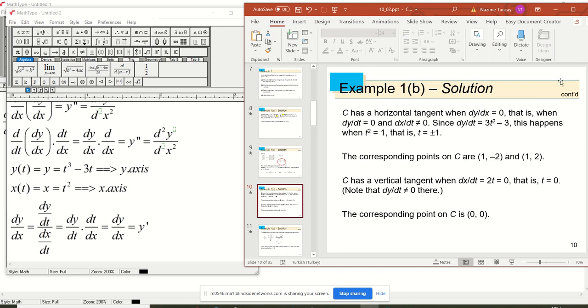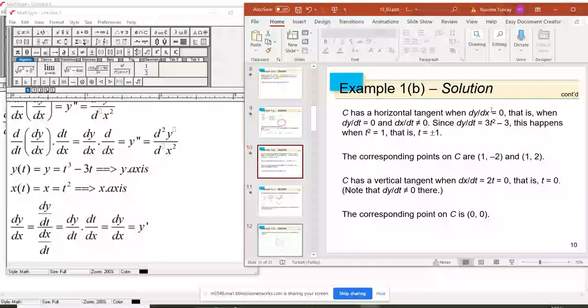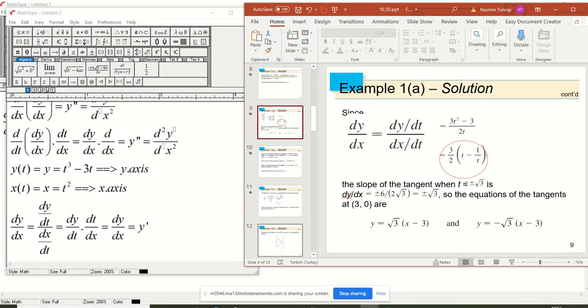And where are we? Not here. Wait, yes, we were here. So we want the slope at this point, which comes from the equation, at (3, 0). And when we set this to 0, we get this. This is the slope.